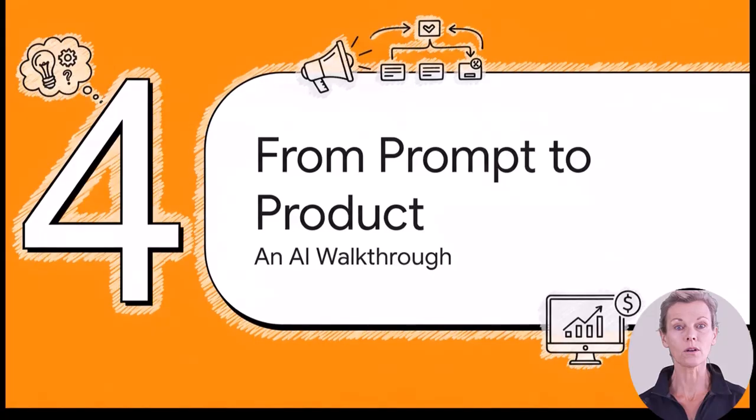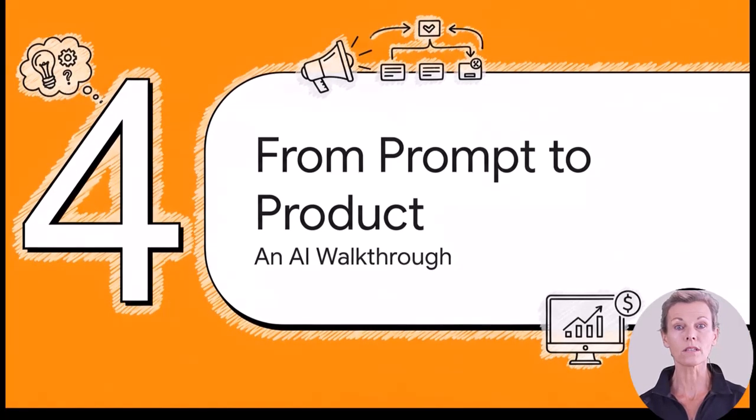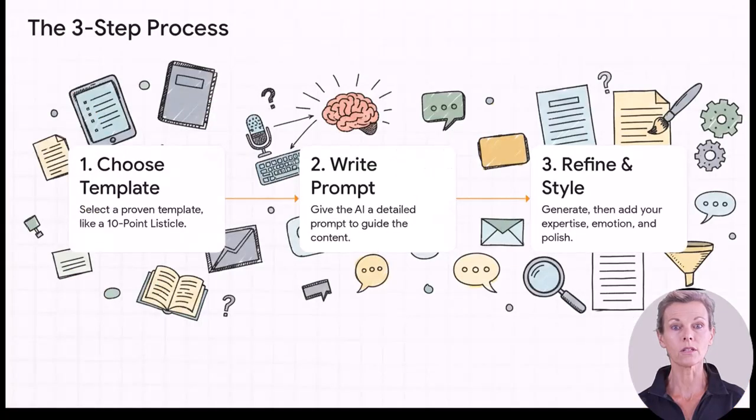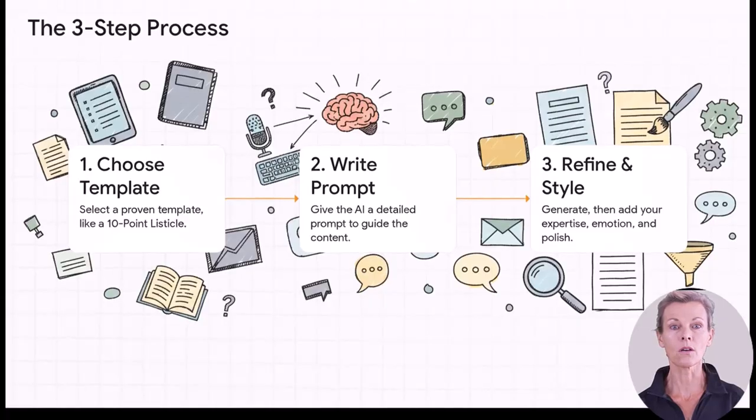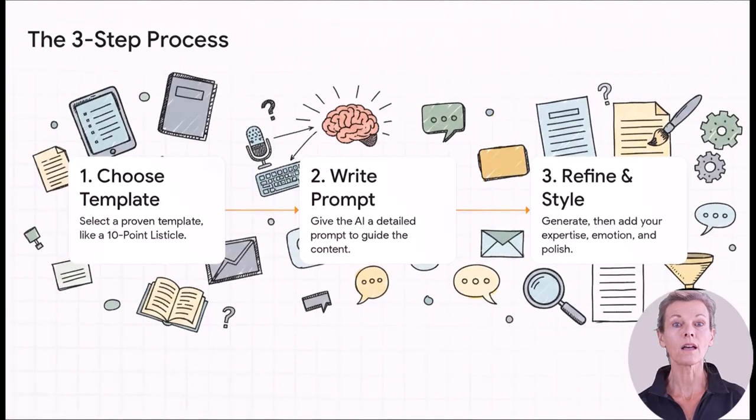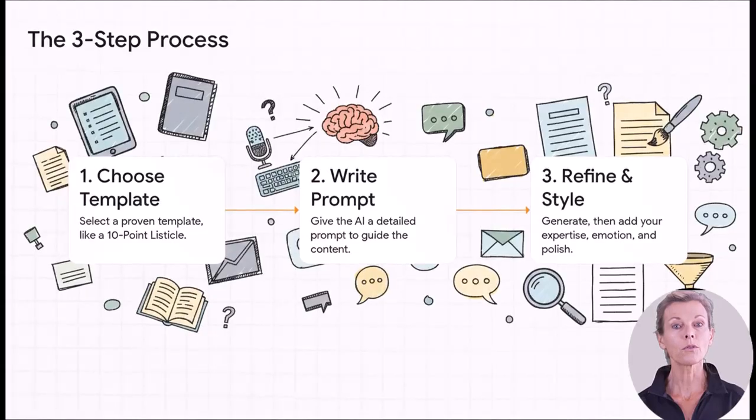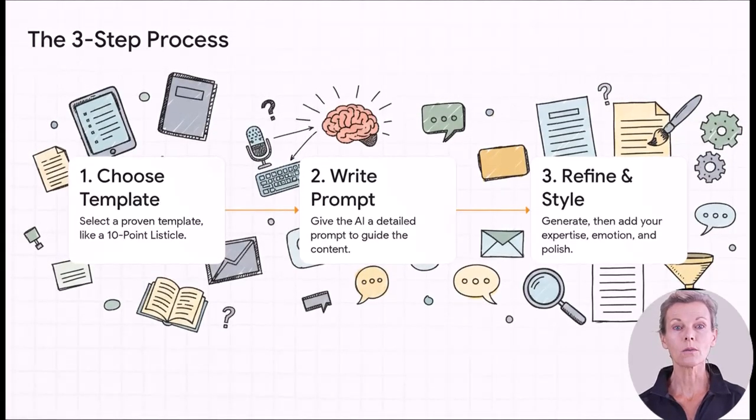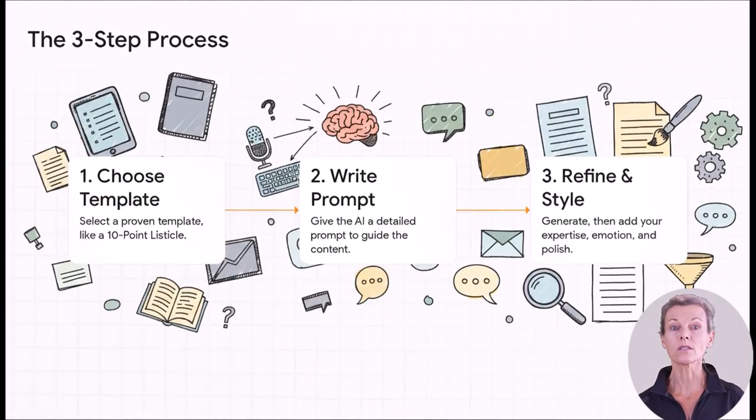Okay, that all sounds great, but how does it actually work? Let's walk through a real-world example so you can see just how straightforward this really is. The new way of doing things really just boils down to three simple steps. First, you pick a proven template, like a 10-point listicle. Second, you write a really detailed prompt for the AI. And third, and this part is absolutely key, you generate the content and then you come in to refine it and style it with your own expertise.